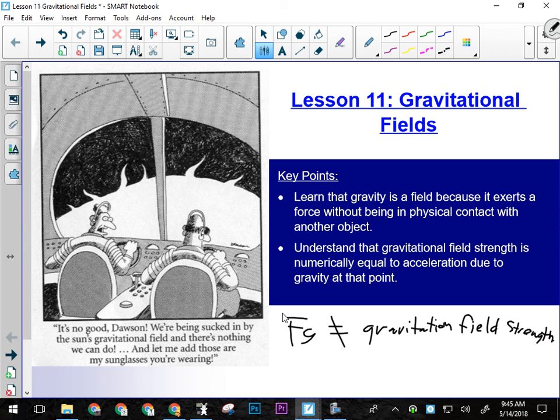And that is key because I often see people solve gravitational field strength problems by solving for the force of gravity, and they are not the same thing. Certainly they're very closely related, but they are not the same thing. The force of gravity is how hard two things are being pulled towards one another. The gravitational field strength is at what rate they are accelerating towards one another. Everybody follow me there? So one is a force and the other is a rate of acceleration towards one another.